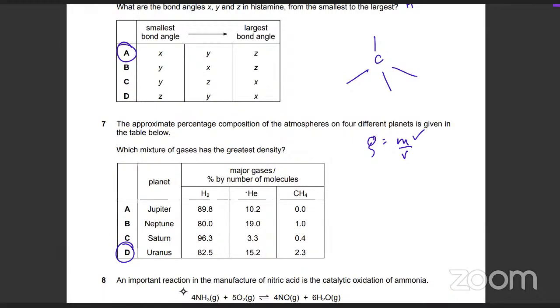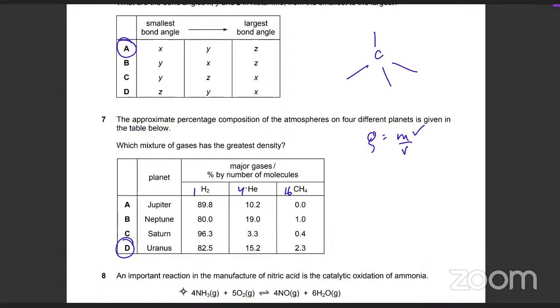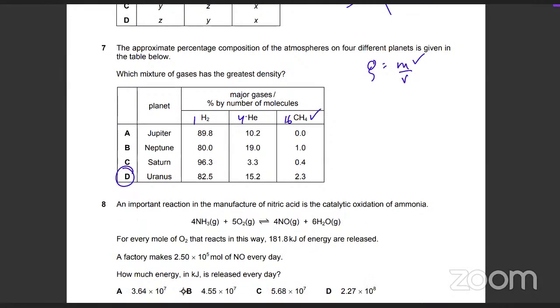Because these are the heavier gases, right? This is 16, this is 1. So for example, the last planet has 15.2% and 2.3% of these. The other ones have more hydrogen in them and a lesser amount of methane and helium. So it's probably going to be the last one, D.